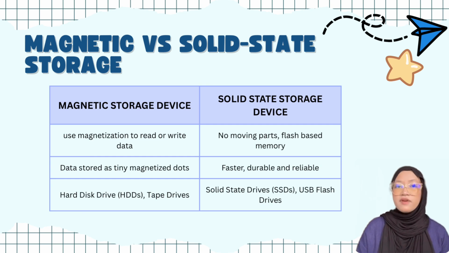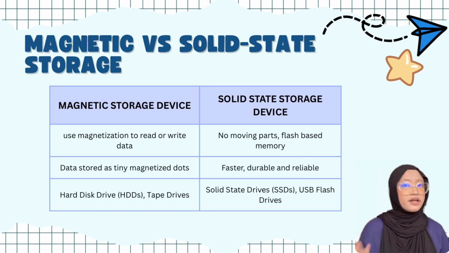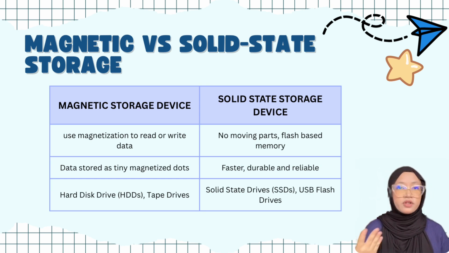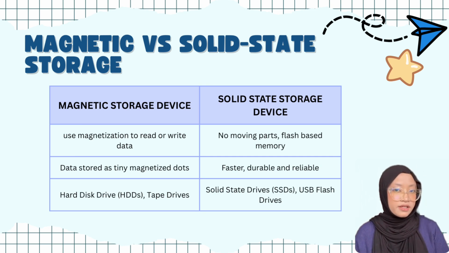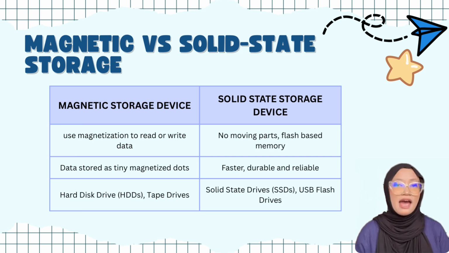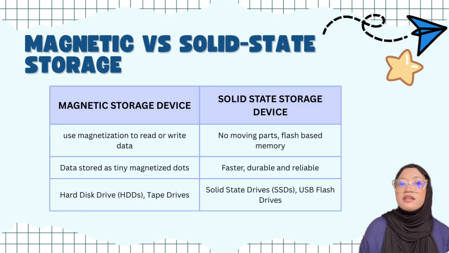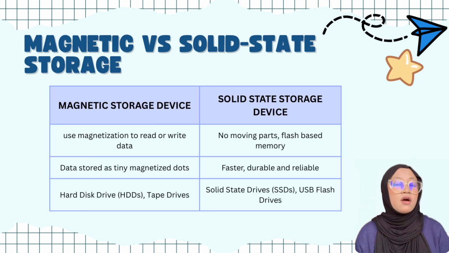Magnetic storage devices use magnetization to store the data, and common examples are hard disks and also tape drives. Hard disks are usually in PCs, while tape drives are used for backup. Second, solid-state storage devices use flash memory and have no moving parts. They are fast, reliable, and energy efficient. SSDs and USB drives are common examples.